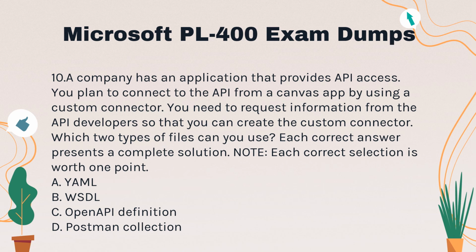10. A company has an application that provides API access. You plan to connect to the API from a Canvas app by using a custom connector. You need to request information from the API developers so that you can create the custom connector. Which two types of files can you use? Each correct answer presents a complete solution. Note: each correct selection is worth 1 point. A. YAML. B. WSDL. C. OpenAPI definition. D. Postman collection.